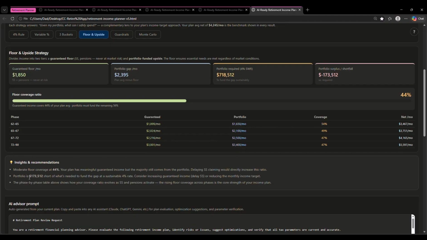The portfolio is $173,512 short of what's needed to fund the gap at a sustainable 4% rate. Consider increasing guaranteed income, delaying Social Security, or reducing the monthly income target. And the phase-by-phase table shows us how your coverage ratio evolves as Social Security and pensions activate. The rising floor coverage across phases is the core strength of your income plan.